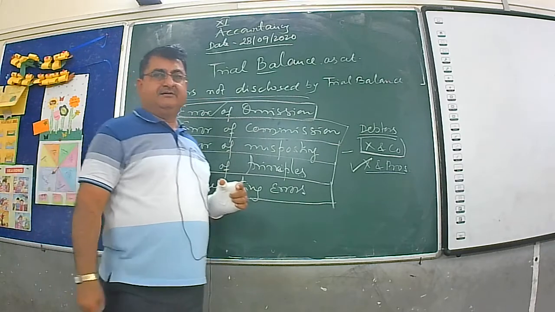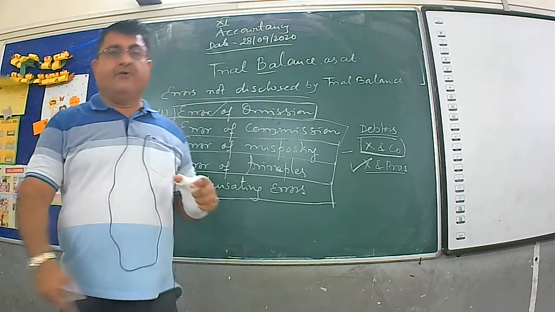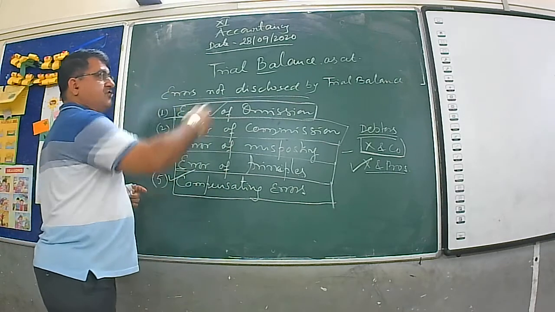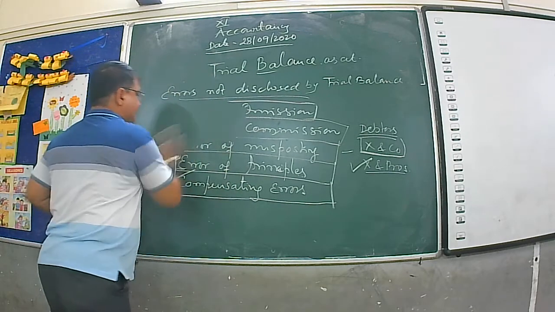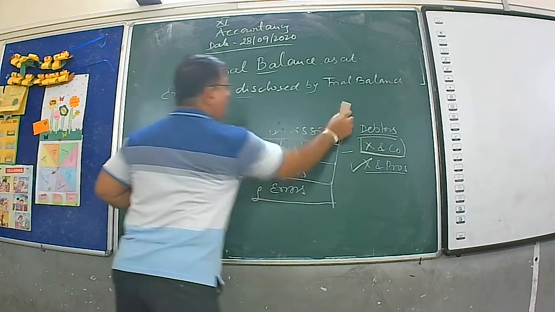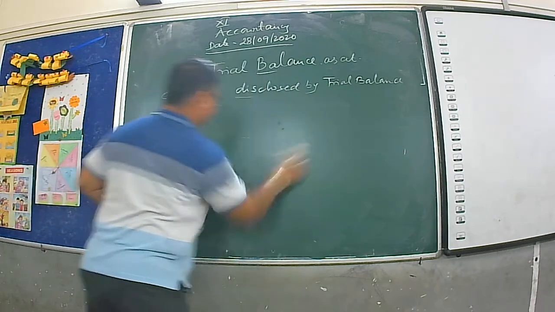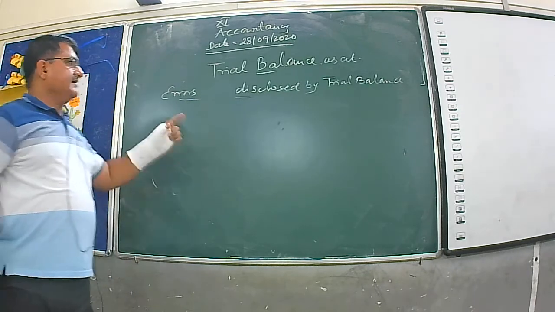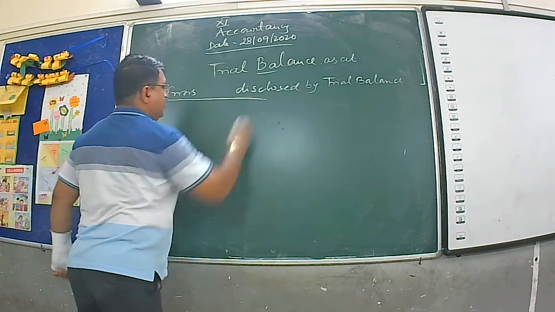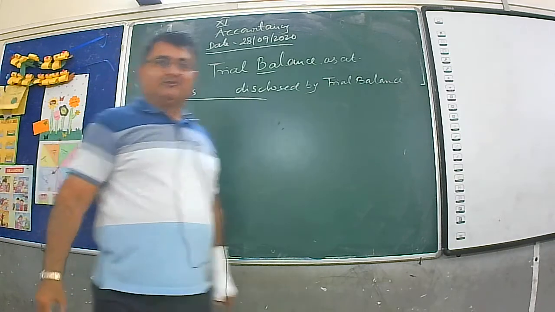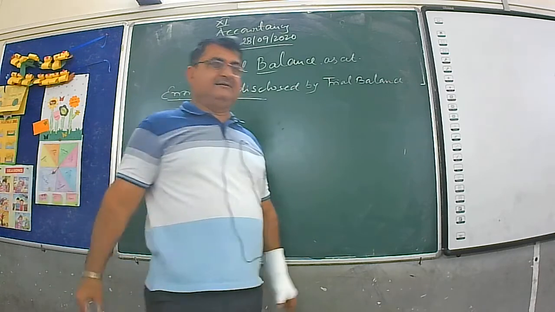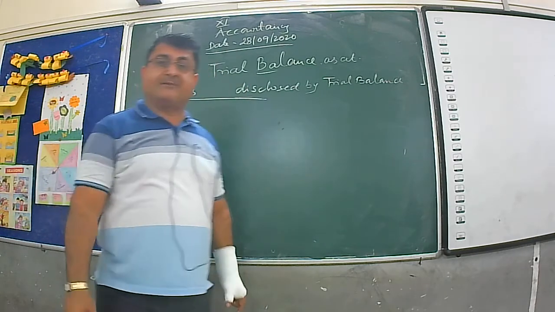But there are certain errors which are detected after preparing the trial balance. These were errors not disclosed by the trial balance. Then what are those errors which are disclosed by the trial balance? Errors disclosed by the trial balance. So there are certain errors which, when the bookkeeper commits them, get disclosed after preparing the trial balance.